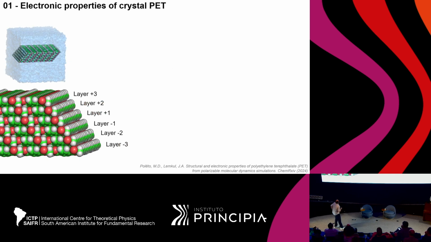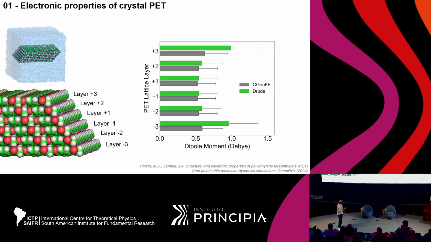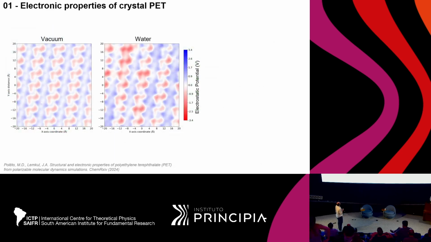The first thing that we did is characterize the crystal phase, which means we modeled a patch of crystal unit and ran it in water. What we see is that those different layers in water have an increased average dipole moment on each of those PET residues. That does not happen in a non-polarizable force field, as it should, because they are non-polarizable, but we see that as a function of the solvent, which is something other force fields would not be showing us. In terms of the electrostatic potential, this does not look good. Sorry, it should be much more blue here. But trust me, they are very different in vacuum and water.